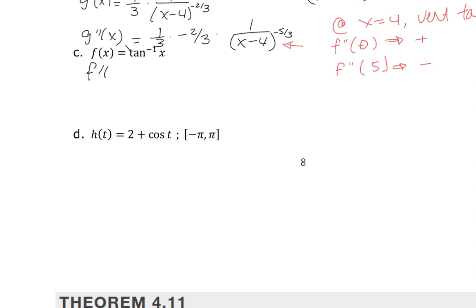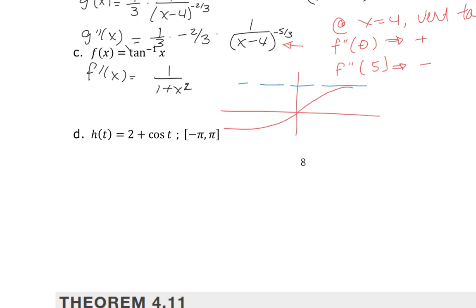So f prime of x is going to be 1 over 1 plus x squared. Okay. Now tangent inverse also has a shape kind of like the cube root. It kind of looks like this, except for the difference between the cube root and the tangent inverse is that as x gets really large, it's going to approach the line y is equal to pi over 2. And as x gets really small, it's going to approach the line y is equal to negative pi over 2. So it's going to look something like that.